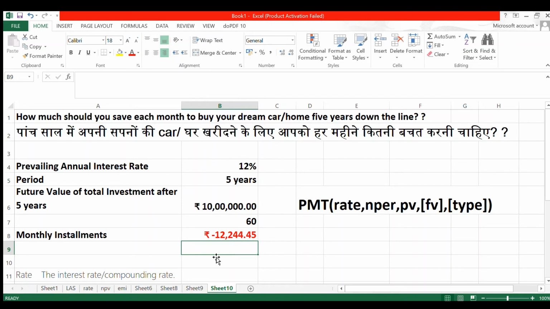We can calculate from our side how much amount is going out actually. So 60 multiplied by 12,244 will give you the actual amount of outflow. So it is 7 lakh 34 thousand 666 rupees, but due to the interest and all, at the end of the 5th year it will accrue to 10 lakh rupees. So we have seen that we have given 10 lakh rupees as a future value. For 10 lakh rupees, we should save 12,244 rupees every month.